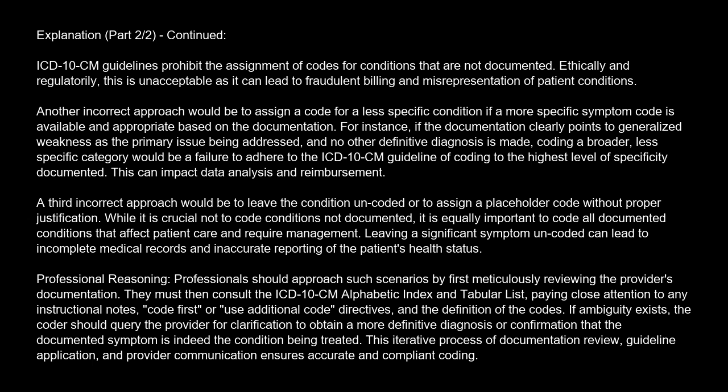Professional reasoning. Professionals should approach such scenarios by first meticulously reviewing the provider's documentation. They must then consult the ICD-10-CM alphabetic index and tabular list, paying close attention to any instructional notes, code first or use additional code directives, and the definition of the codes. If ambiguity exists, the coder should query the provider for clarification to obtain a more definitive diagnosis or confirmation that the documented symptom is indeed the condition being treated. This iterative process of documentation review, guideline application, and provider communication ensures accurate and compliant coding.